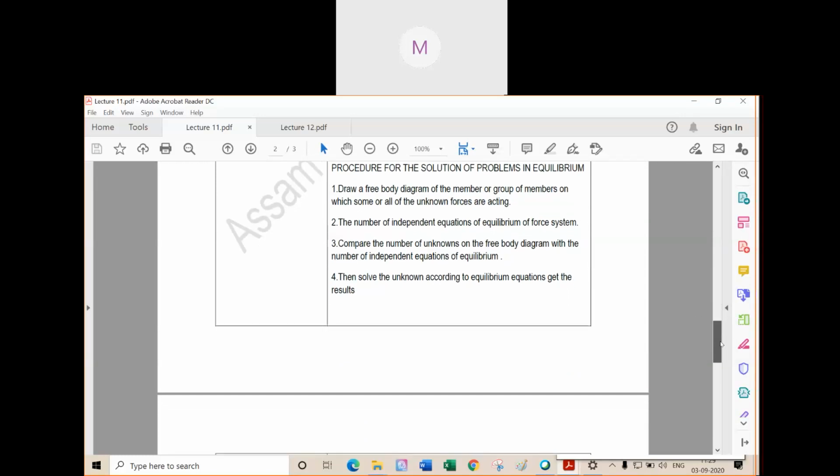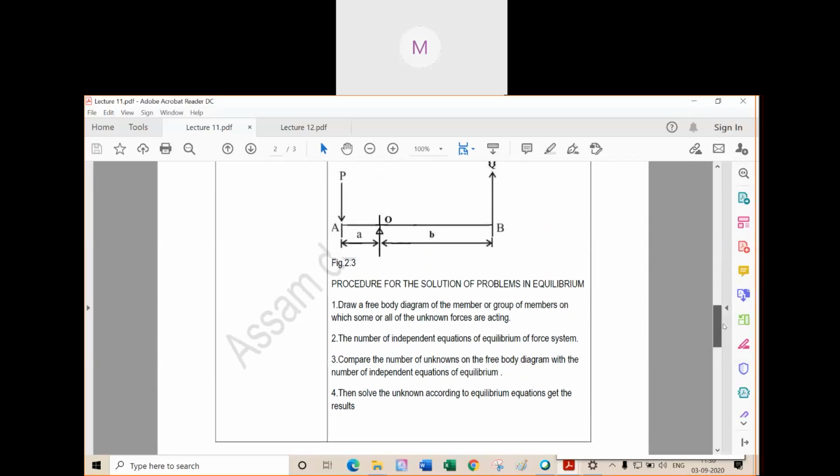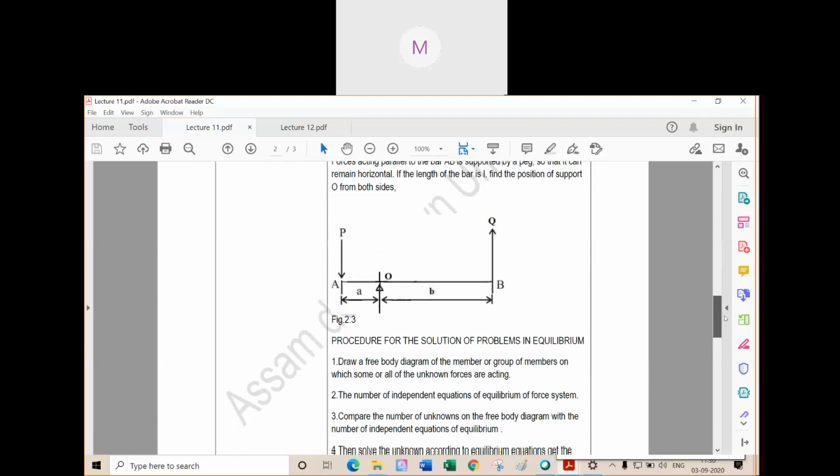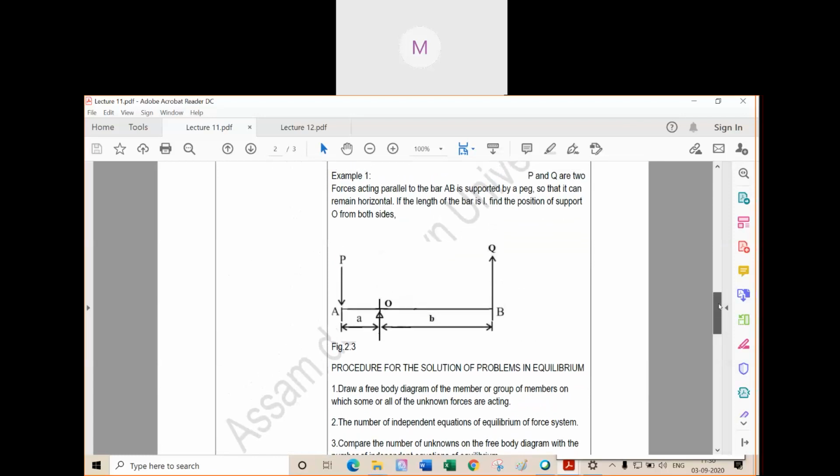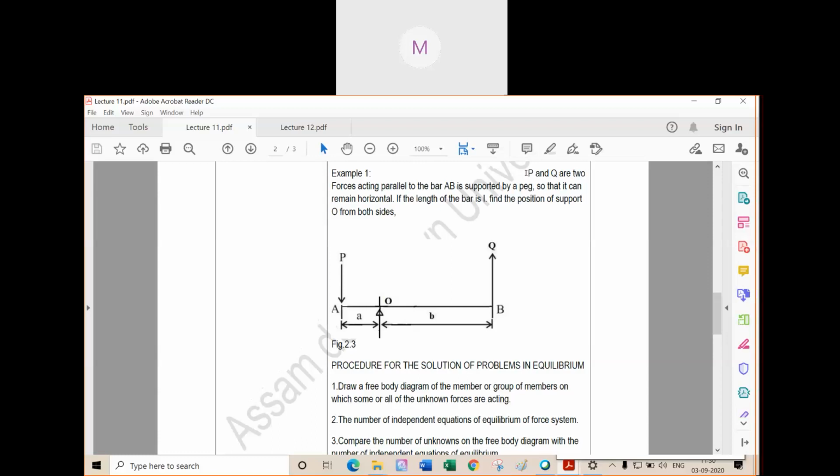So now we will just do one numerical. Here, how to find the solution, that is the process of finding out the solution. So how will you find out the solutions? This is depending upon this. So now look at here.